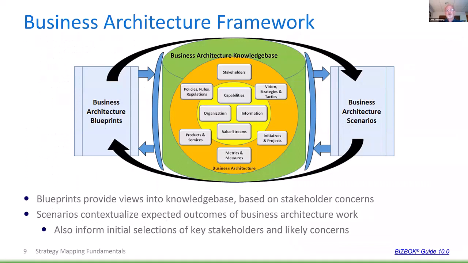And a big part of what the BizBot Guide is based on is what's called the business architecture framework. And there's the idea that there is a knowledge base of some sort of content that is managed in some fashion. Of course, many people might recognize or suggest that this is the place for some type of architecture tool, which would be definitely our position.